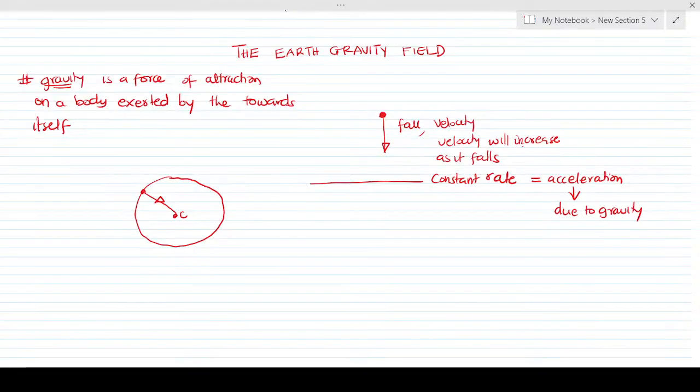When we leave an object close to the surface, the Earth will pull it towards itself. As the Earth is pulling it, the body will fall at a certain velocity, and as it falls, the velocity will increase at a constant rate. That is what we call the acceleration. We are saying that this acceleration is due to gravity.